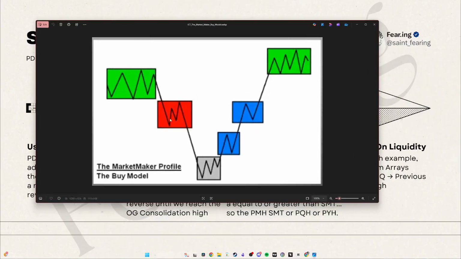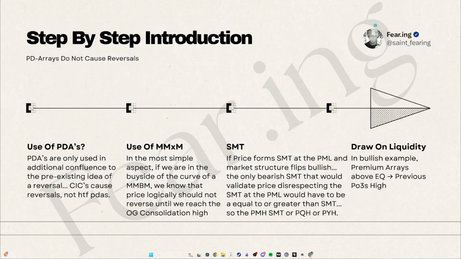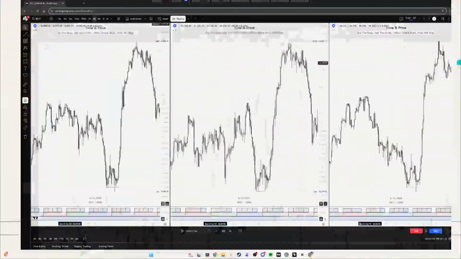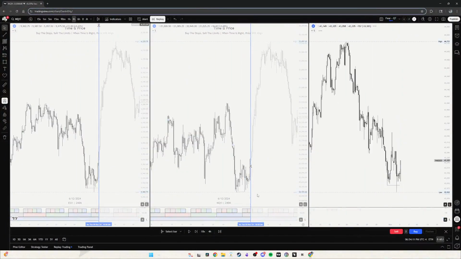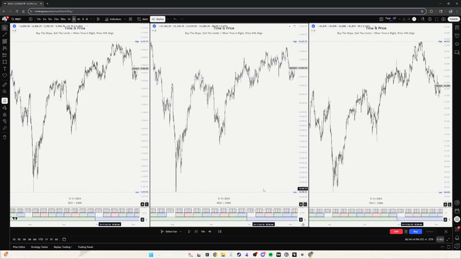We understand that every single bearish PD ray within the sell side of the curve ultimately should be invalidated. Why? Because our drawn liquidity is the original consolidation high. And in the example I showed you, that was the previous month high and previous week high, both of which were at the same point, both of which were our only drawn liquidity. So logically speaking, the only thing that could then validate a reversal is an equal to or greater than SMT.